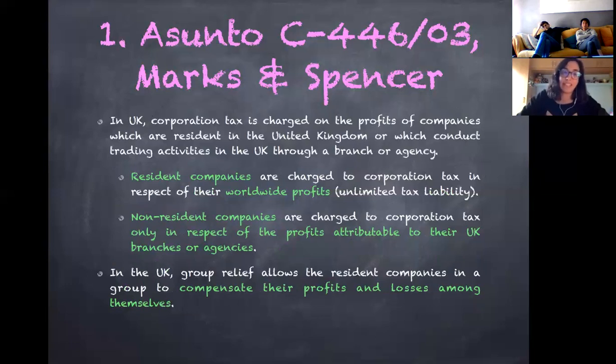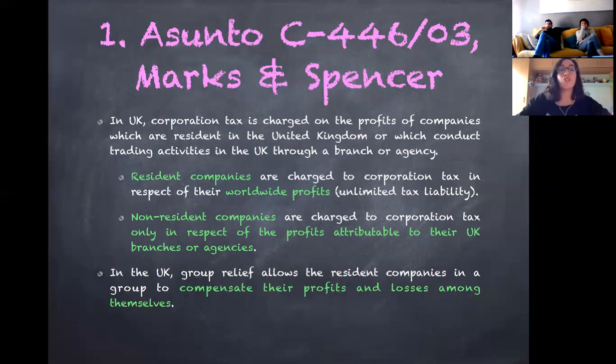In the United Kingdom, as usually in other member states, corporation tax is charged on the profits of companies which are resident in the United Kingdom or which conduct trading activities in the United Kingdom through a branch, agency, or permanent establishment. The difference among those situations is the following. Resident companies incorporated in the United Kingdom are charged to corporation tax in respect of their worldwide income, so under the unlimited tax liability scenario.